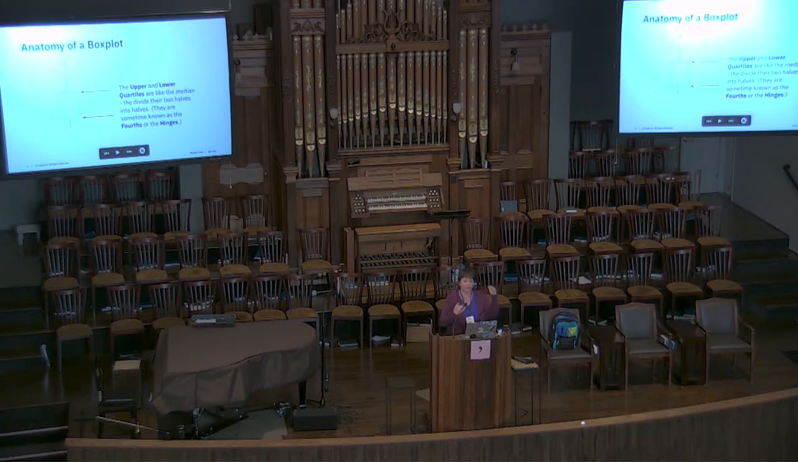Then the upper and lower parts of the box are called the upper and lower quartiles. Sometimes they're called the fourths. Sometimes they're called the hinges. Let's just call them quartiles. They're like the medians for their halves. They're dividing their halves into half. And the upshot of that is that half the data is in the box. And that gives you a measure of spread associated with box plots.